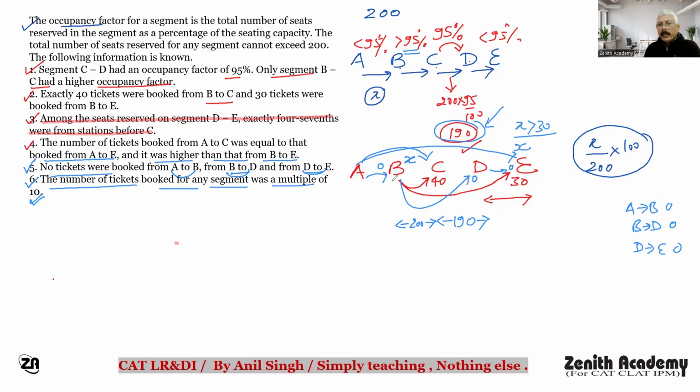And the rest. Okay. AB occupancy factor is less than 95%. A to B, A to B अगर आप देखें तो क्या आ रहा है? A to B ये तो जीरो हो गया.